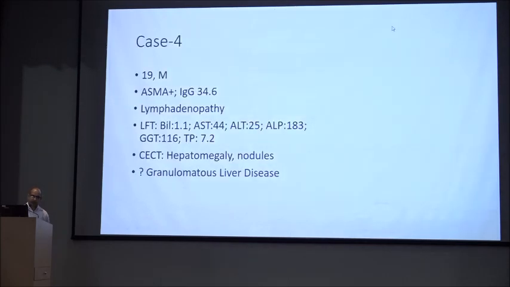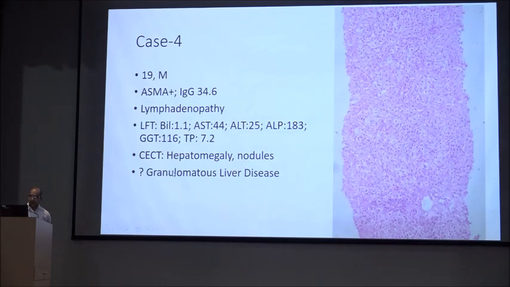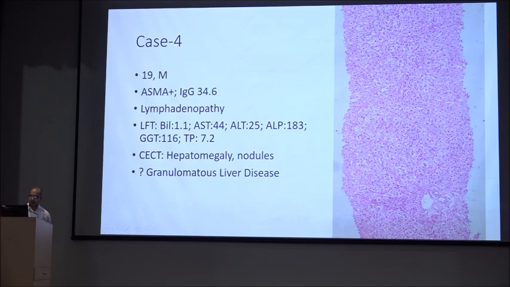Case 4, 19-year-old male, ASMA positive, IgG raised. He had lymphadenopathy. Liver function test relatively normal, except the ALP and GGT were raised, and CT showed hepatomegaly with nodule formation, query granulomatous liver disease. Here you can see a normal looking liver parenchyma. This is a portal tract. It is showing 3 structures: artery, duct, and vein.